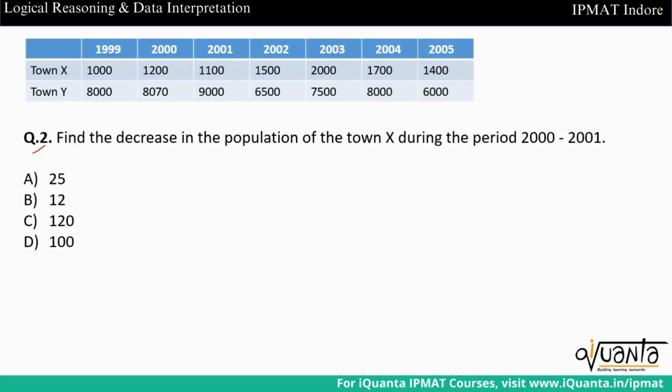Find the decrease in the population of town X during the period 2000 to 2001. Now in 2000 the population of town is 1200, and in 2001 it is 1100. So the value is decreasing, hence this is a decrease. So here we need to find the decrease, not the percentage decrease. So what is the decrease? The value has decreased by 100. Let's go to the next question.